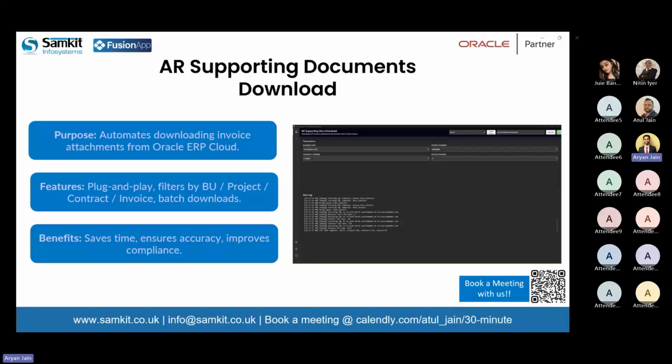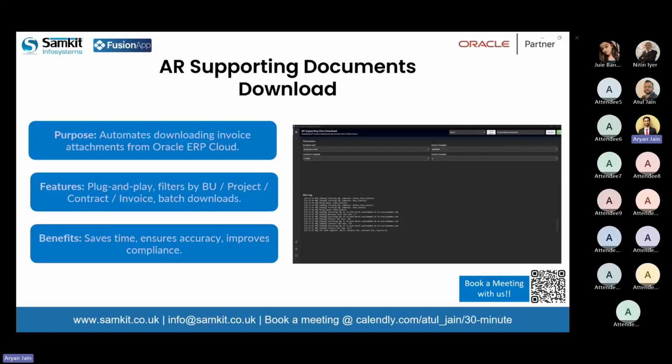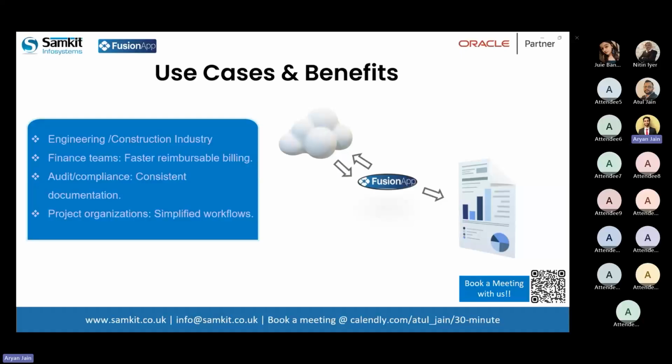First up is AR Supporting Documents Download, which is a part of Fusion app. Once Fusion app is installed, you do not need any other setup. You can search by business units, projects, contract, and invoice numbers. It's that simple. You can download all attachments related to the selected invoice number easily. It surely does save time and improve productivity along with accuracy, especially for finance teams in engineering or construction companies where time and material billing is extensively used. And with AI enabled, the tools really make your mundane tasks easy.